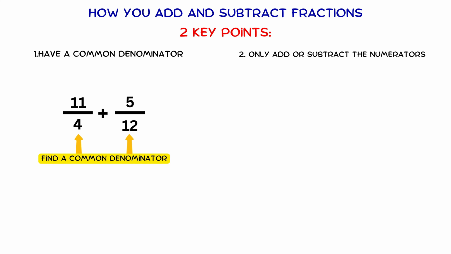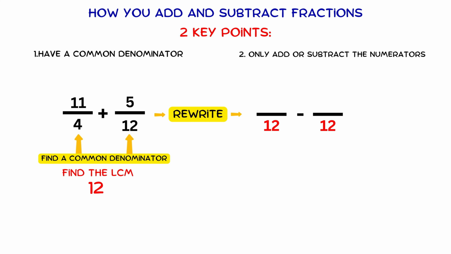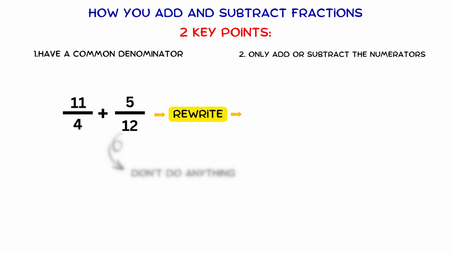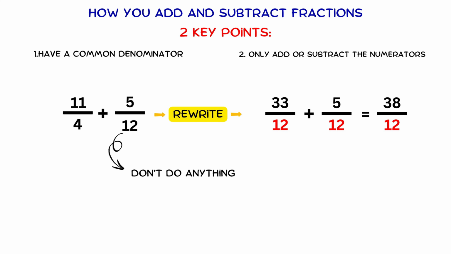Next, we need to find a common denominator, so we find the lowest common multiple of 4 and 12, which is 12, and then rewrite the question. To get from 4 to 12, we have to multiply by 3, so we also multiply the 11 by 3 to get 33 over 12. 5/12 already has a denominator of 12, though, so we don't need to do anything to that one, and we can just rewrite 5 over 12. Then last, we just add the numerators together, so 33 plus 5, giving us 38 over 12, which we can simplify down to 19 over 6.